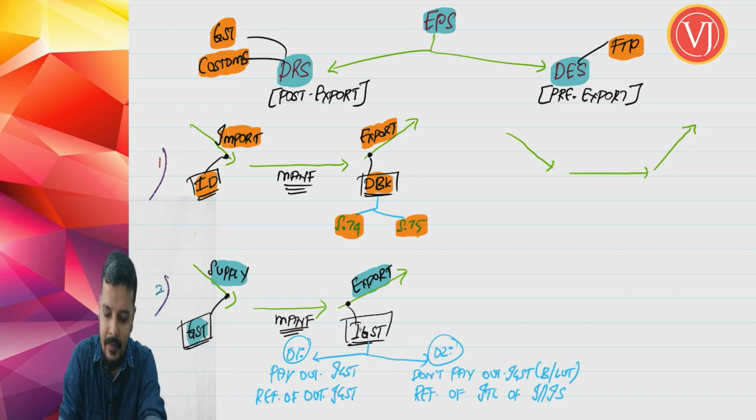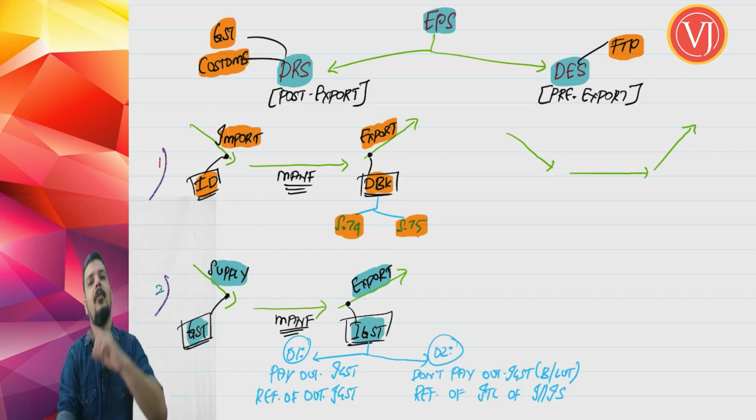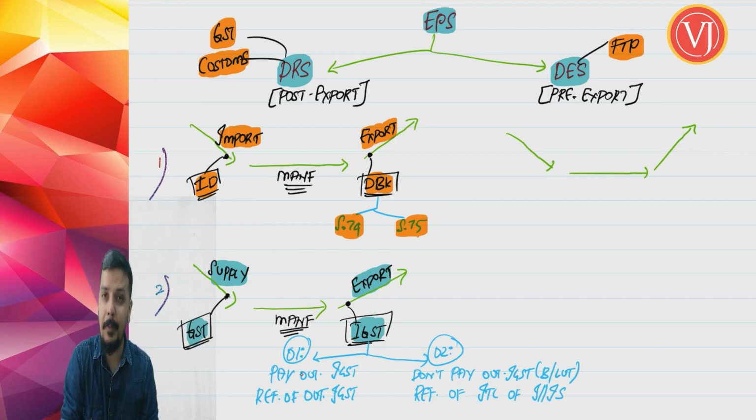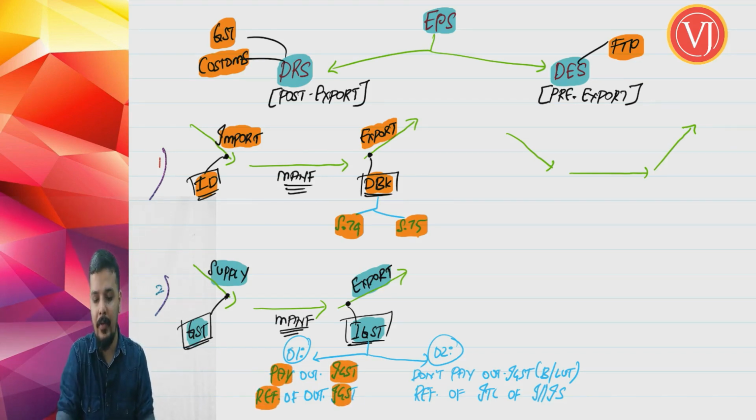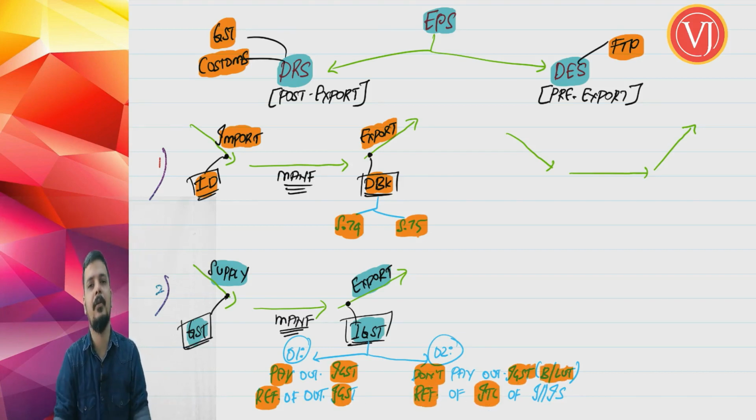Now friends, this export will have output IGST, right? And for your imported raw materials, you get duty drawback. For your domestic raw materials, you have two options. First pay your output IGST, then go for the refund of your output IGST. Or don't pay output IGST, go under bond or letter of undertaking, then claim the refund of your input tax credit on inputs and input services.